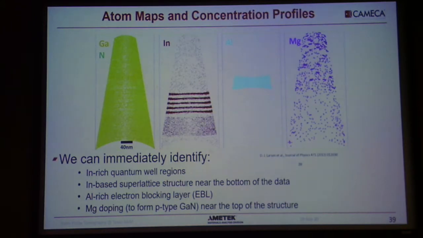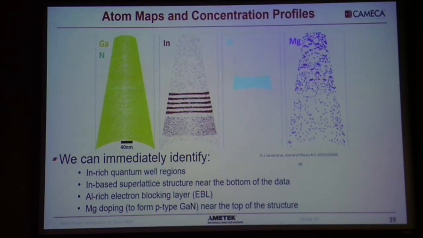Now, if we proceed to the 3D reconstruction and plot 4 to 5 elements, or ions, we have different regions that we can identify. So we have the gallium nitride, which is everywhere. Okay. But we also have the indium-rich quantum well region. We have the indium-based superlattice. So you have about 21 layers here that I'll show you we can actually characterize with Atom probe. We have the aluminum-rich blocking layer, or EBL, and you have here a magnesium doping region, okay, for the p-type.